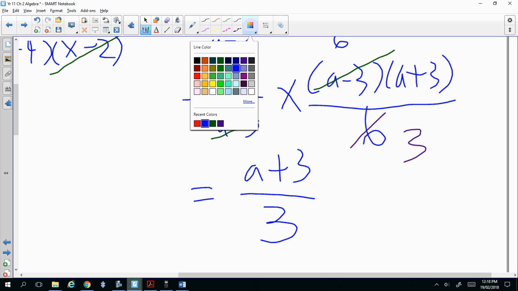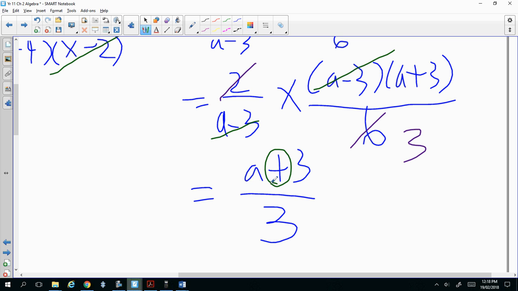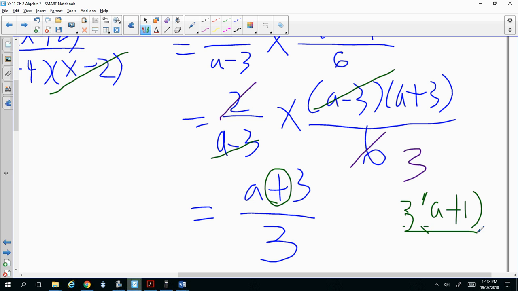Right? You can't cancel. But if the question was 3a plus 1, then you can cancel. So if it was like this, you can cancel if it's times. Right? But you can't cancel these two. Be careful.